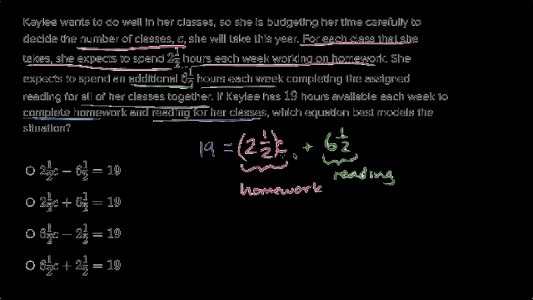So let's see. They have the 19 on the other side, but let's see. They have 2.5 C minus 6.5. No, that's not this right over here. 2.5 C plus 6.5. Yep, that's what we have over here, is equal to 19. Yep, that's this choice. The only difference is they just swapped the two sides of the equality, which you can always do. These other choices, 6.5 times C, would imply that you're spending 6.5 hours per class, so that's not right. And this is also 6.5 times C, so that's not going to work out either.